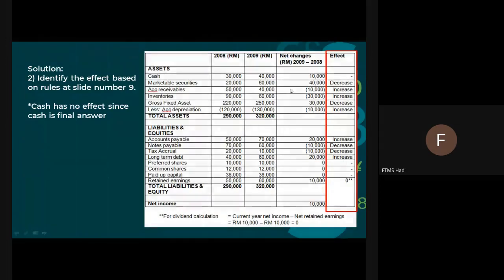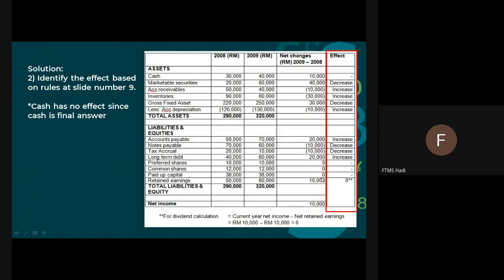Okay, and then after that, you need to identify the effect. But this one, why I put a dash here, because cash is usually the final answer. I told you that if there is an increase in asset, that means a decrease in cash flow. If there is a decrease in asset, that means an increase in cash flow. But this one is similar for liabilities and equities: positive means increase, negative means decrease.